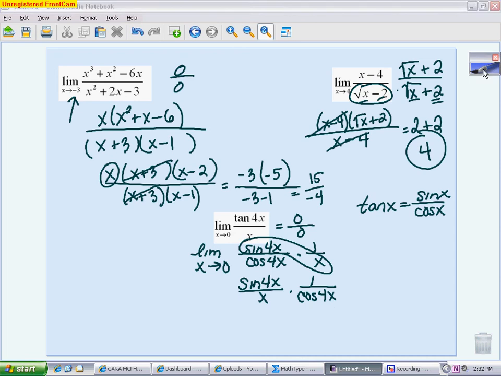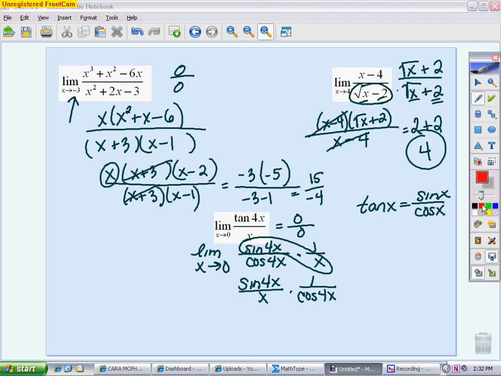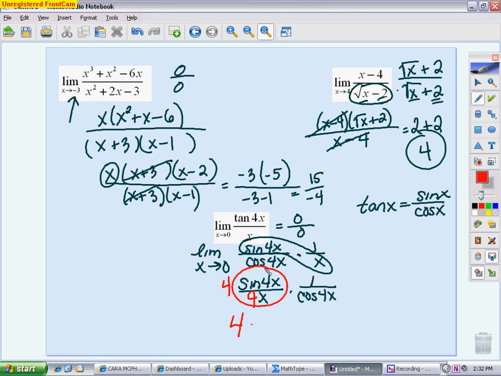What's missing, and I'm going to change colors so you can see what I added in there, is I need a 4 down here. I'm allowed to introduce a 4 in the denominator as long as I also introduce a 4 in the numerator, so I didn't change that fraction. What I have now is I have a 4. This special trig limit is equal to 1. It's one of the 2 special trig limits you should know. And then finally over here, I can do a direct substitution. I can plug 0 in, because the cosine of 0 is 1. So I have 1 over 1, which is 1. When I multiply all of my factors together, I get a limit of 4. So here's 3 examples: a factoring, a rationalizing, and a special trig limit that will all be in the analytical section of your quiz.